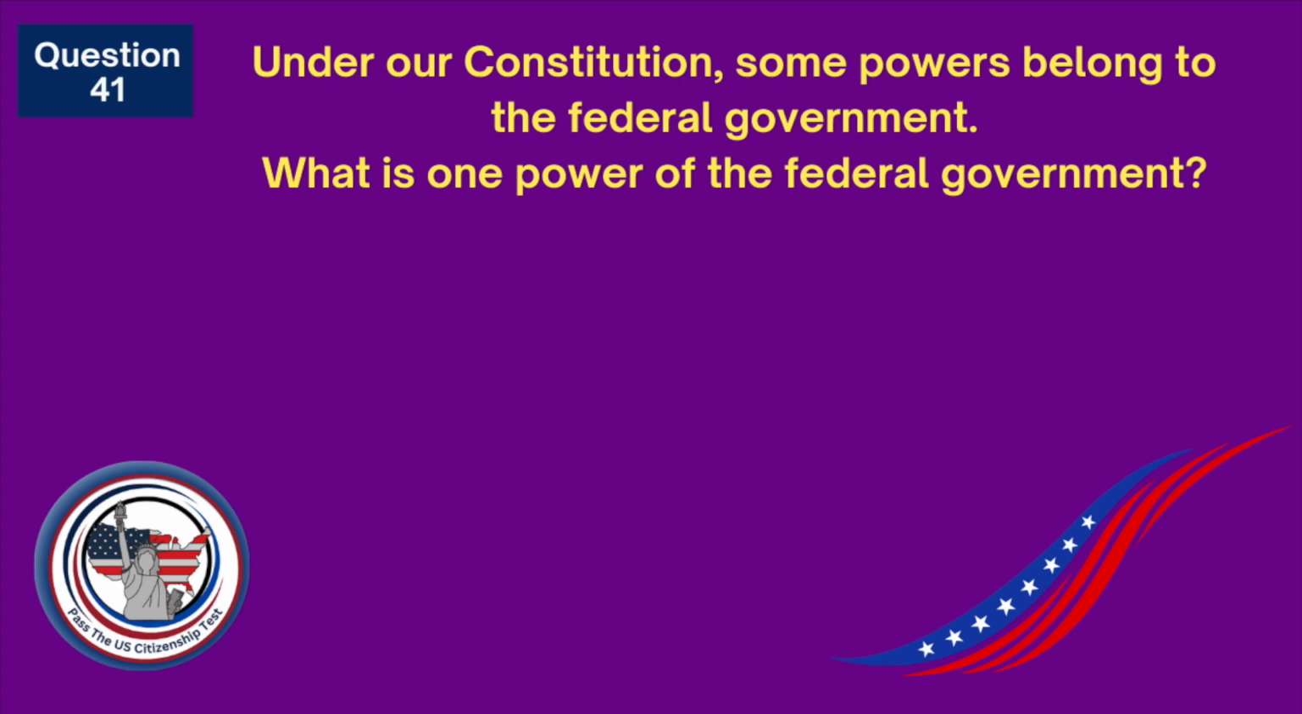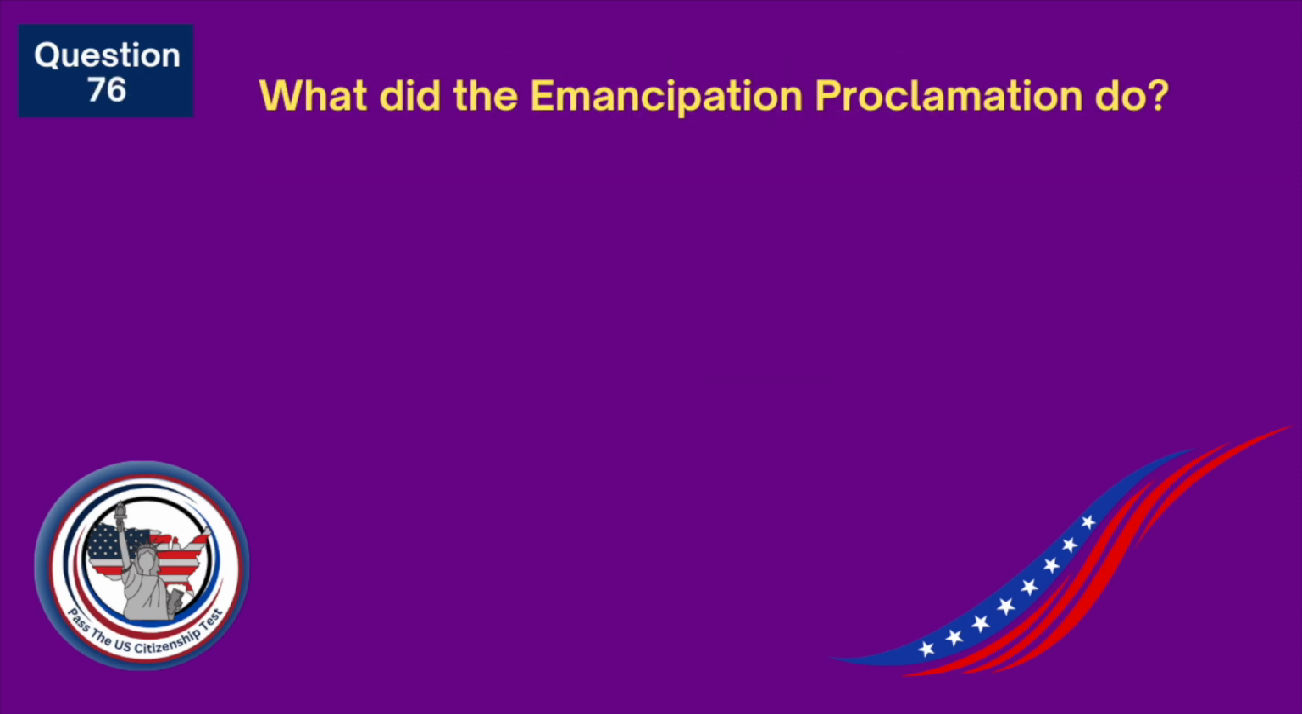Under our Constitution, some powers belong to the federal government. What is one power of the federal government? To print money. What did the Emancipation Proclamation do? Freed the slaves.